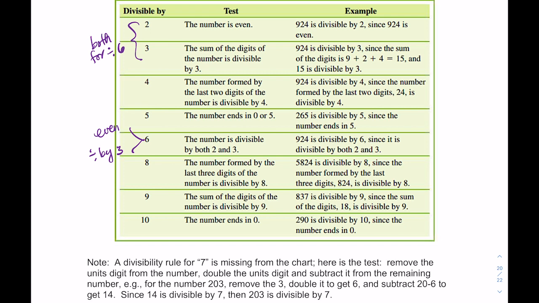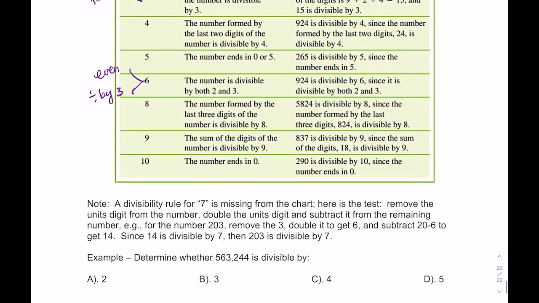And then what you do is you subtract the leftover digits, 20 minus 6, which is 14. Since 14 is divisible by 7, that means 203 is divisible by 7. So it's a little different than the other rules. It's a little bit more involved.